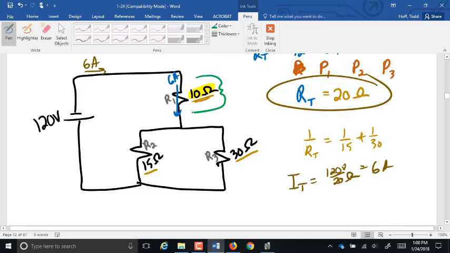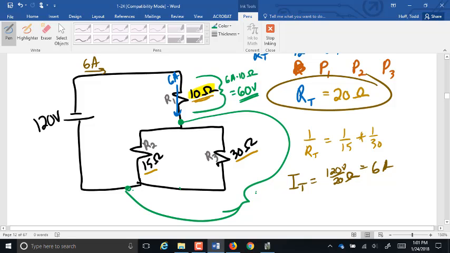How many volts is that going to dissipate? Remember, voltage is current times resistance. 60 volts. 6 amps times 10 ohms is 60 volts. So from here to here, how many volts are left to dissipate? Yeah, 120 minus 60 leaves us with 60 volts. So there's 60 volts across here. 60 divided by 15 is 4. 60 divided by 30 is 2. Make sure that still adds up to 6, which is true.